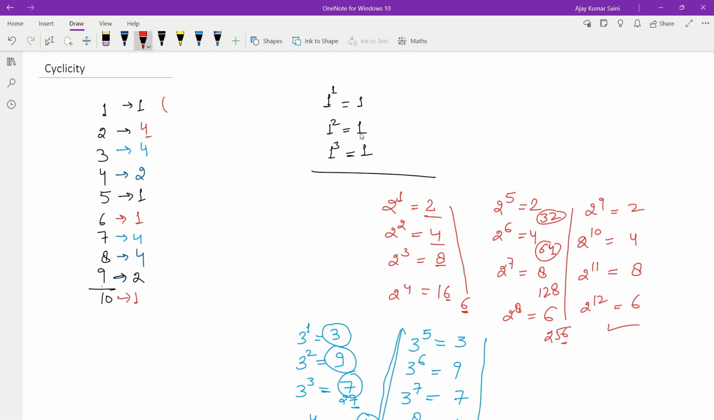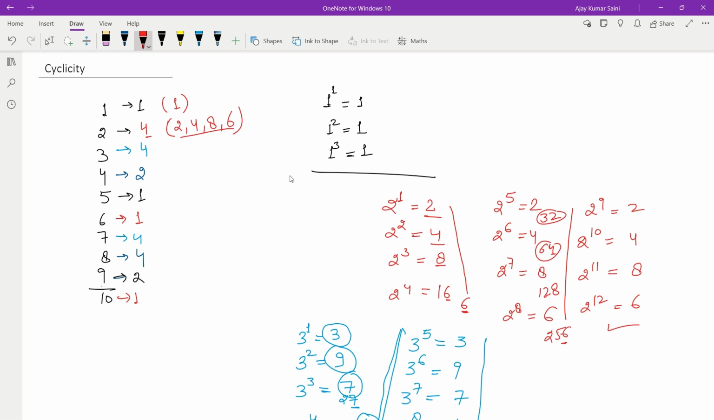So now see, the repeating numbers. If 1 comes at the end of any number, and the power of that number is anything, the last digit is 1. And if 2 comes at the end of a number, with any power, which values will repeat? 2, 4, 8 and 6.